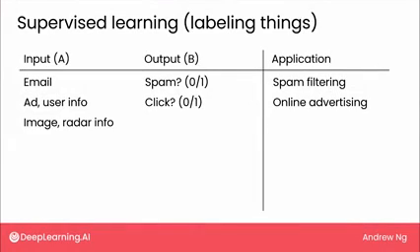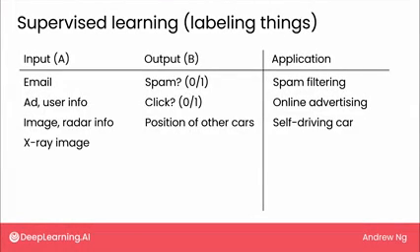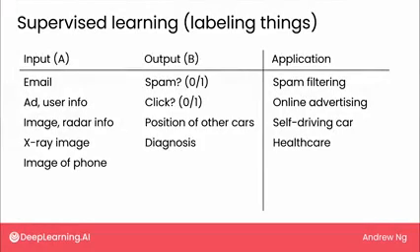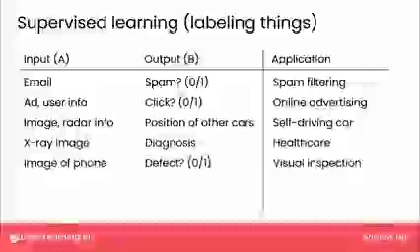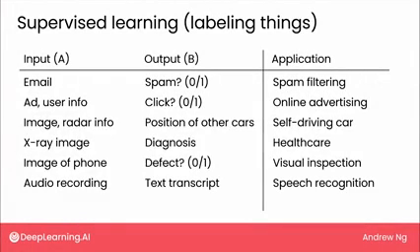In self-driving cars and in driver assistance systems, supervised learning is used to take as input a picture of what's in front of your car and radar info and label that with the position of other cars. Given a medical x-ray, it can try to label that with a medical diagnosis. I've also done a lot of work in manufacturing defect inspection, where you can have a system take a picture of a phone as it rolls off the assembly line and check if the phone has any scratches or other defects. Or in speech recognition, the input A would be a piece of audio and we would label that with a text transcript.